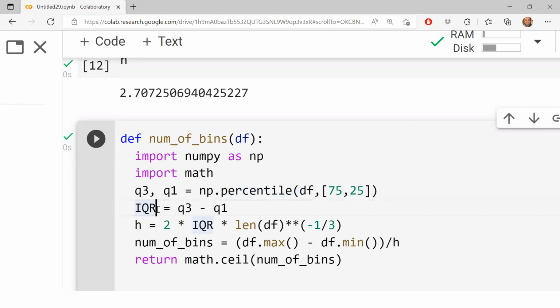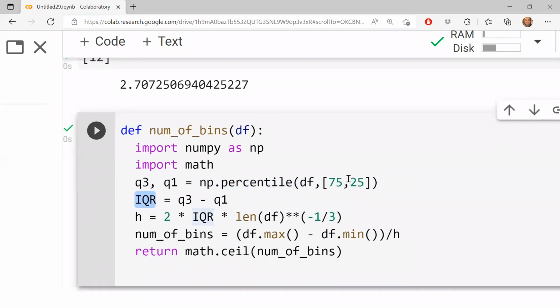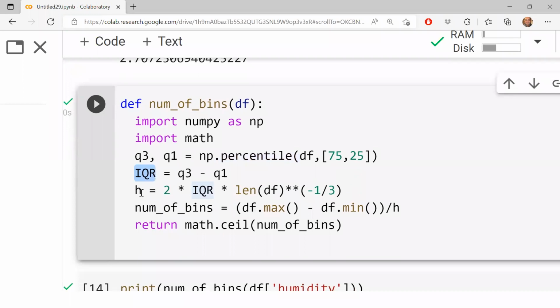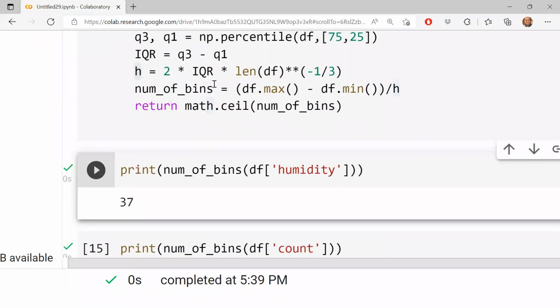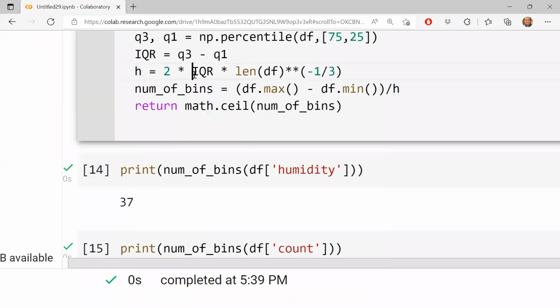So this is the first step. The second step is that I'm going to get the IQR. The third step is that I'm going to get the width of each bin. This is one of the best formulas till now in statistics that has been used in order to find the number of bins. It says as follows: the width of the bin is equal to 2 times IQR, and we know how to find the IQR, times the length of the column that we have, power minus 1 over 3. And this is going to give me the width of each bin.